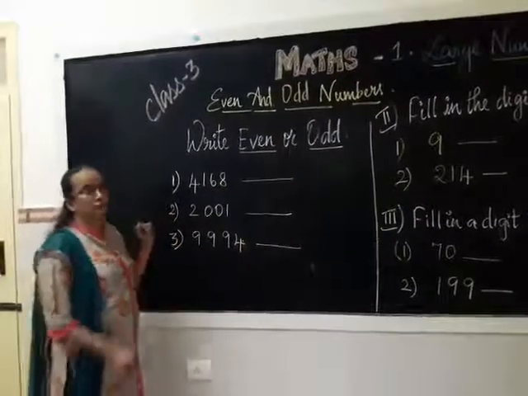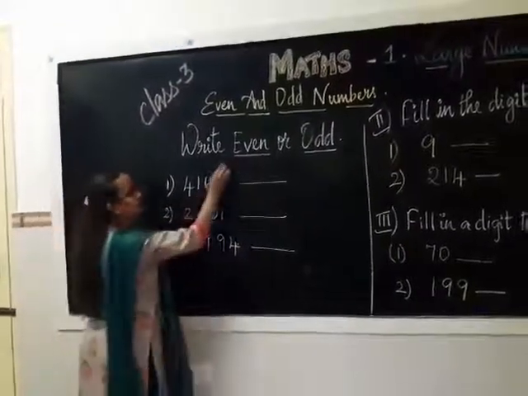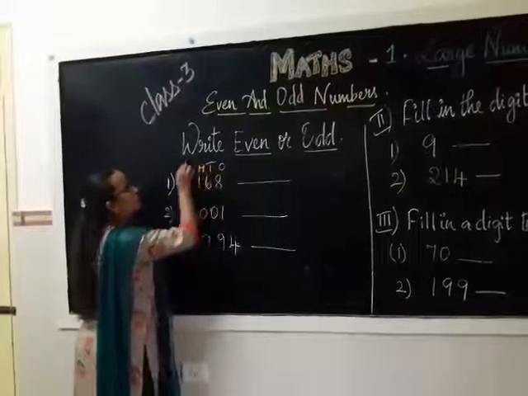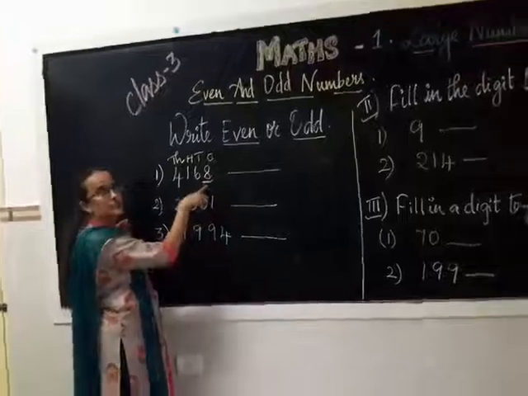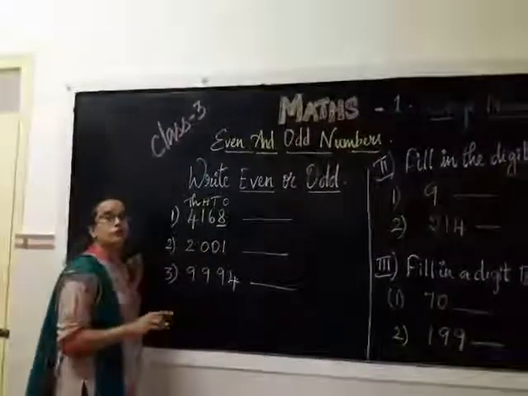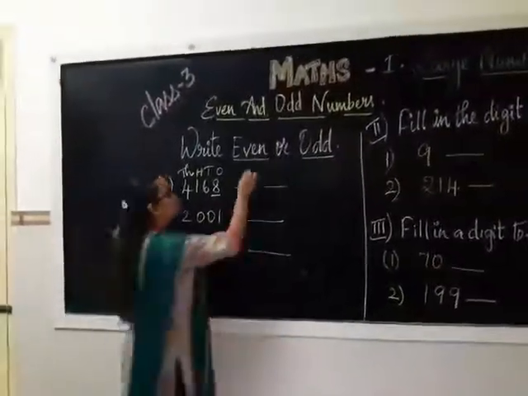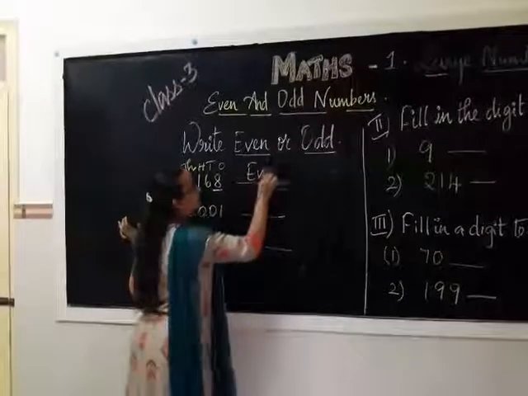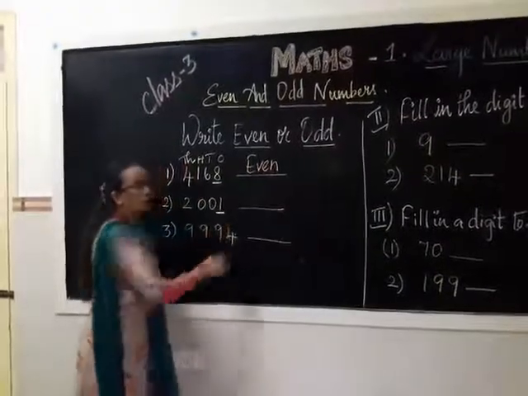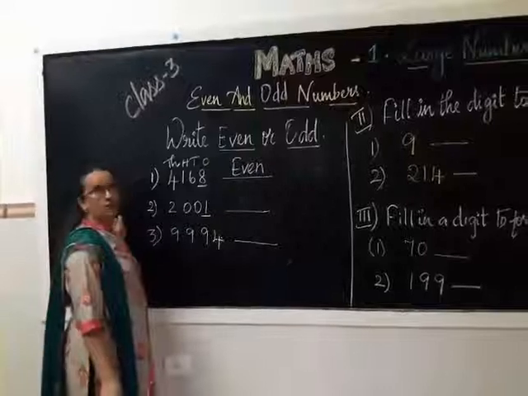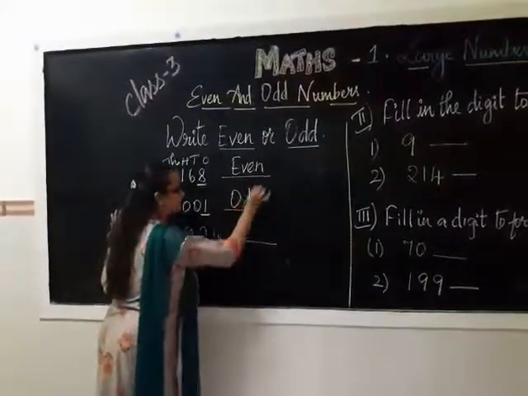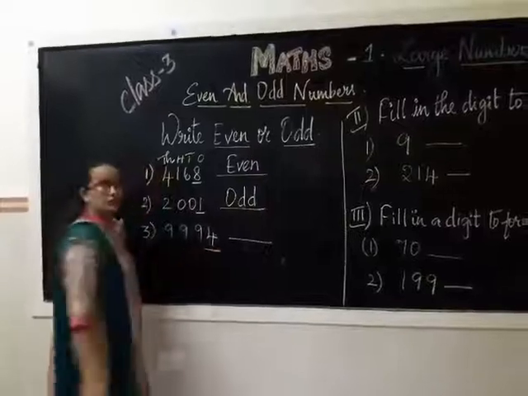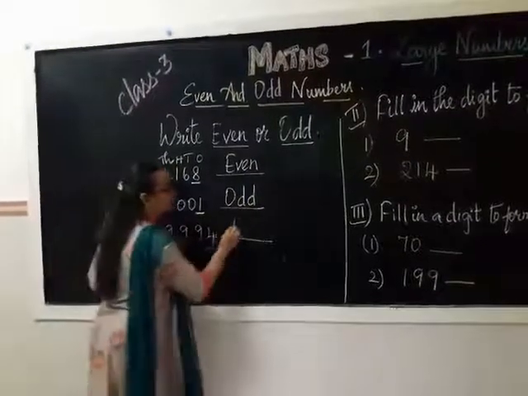Okay. So now you have to always remember, you have to check the ones place only. So the ones place, what is this? 8. Is 8 even or odd? Even. Very good. Here 1. Is 1 even or odd? Odd. Okay. 1 comes under odd numbers. So it is odd. 4. Even. Very good.